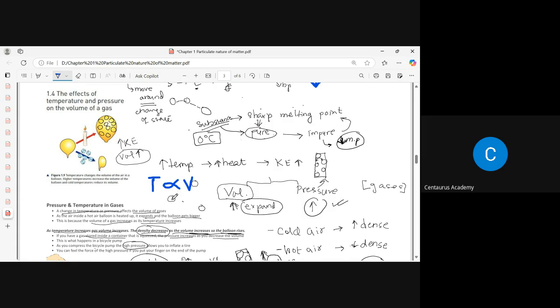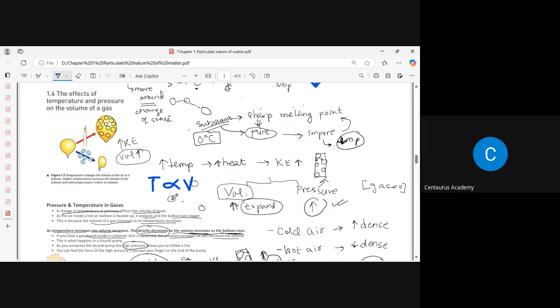This question can also be asked by the examiner in this dimension, where you will be asked to determine the relationship between the two. The examiner can also ask you to describe this further and explain it using the kinetic particle theory, so you will have to implement that theory.